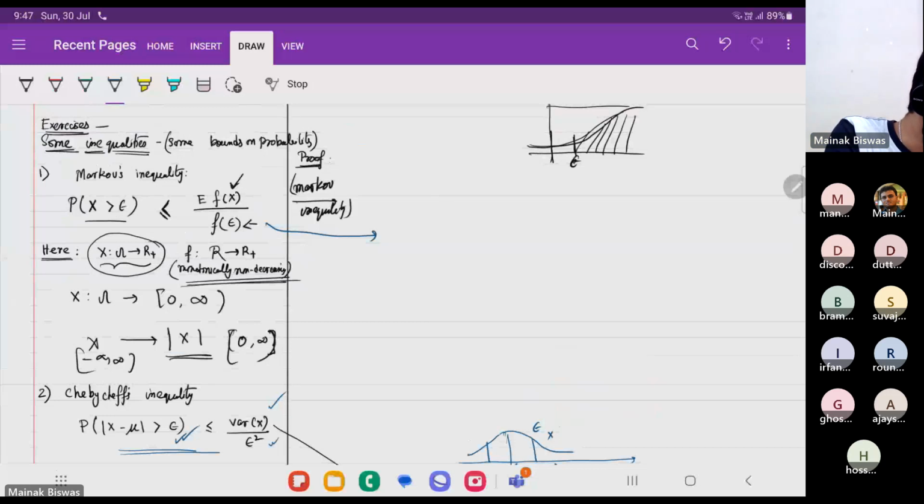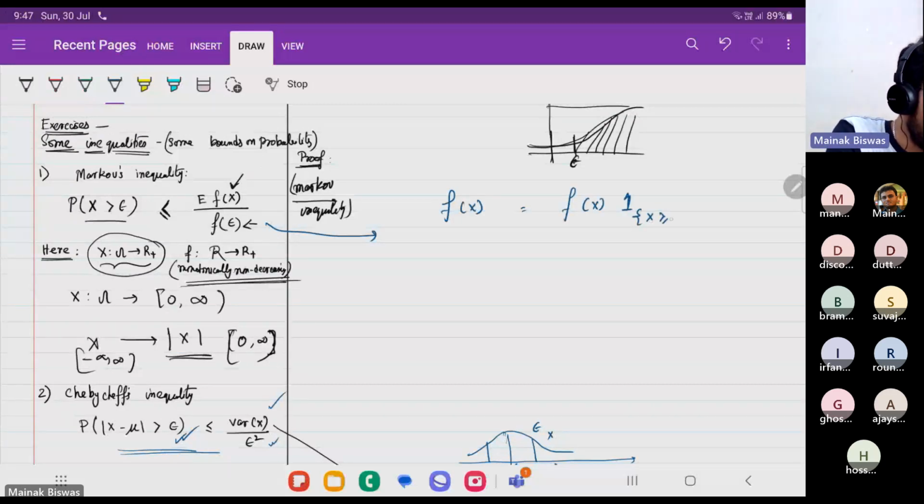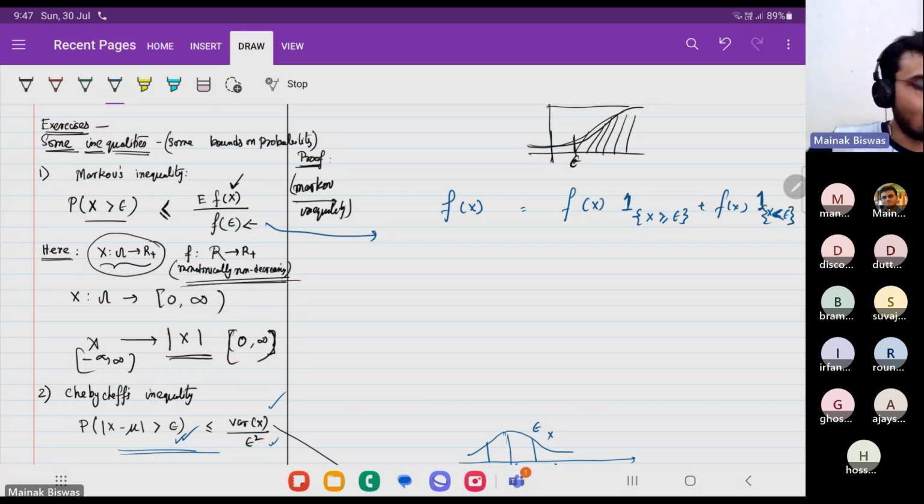So you tell me, how can I write f of x? Can I write this as f of x indicator of x greater than epsilon plus f of x indicator of x less than epsilon? Is this allowed or not? Yesterday we were seeing indicators in detail, right? So let's take a value of y less than epsilon. This will become 0 and this will become 1. So you'll be just left with f of y. LHS is f of y, RHS is f of y.